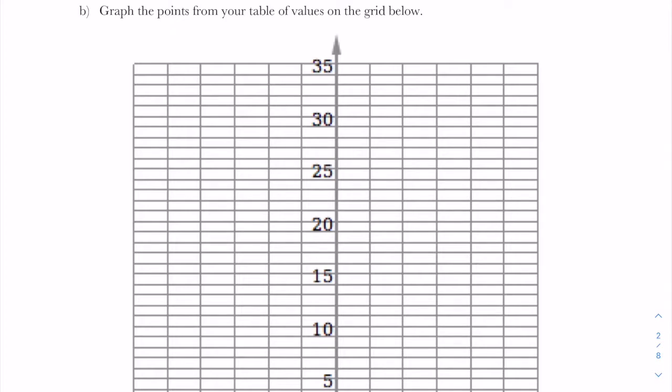So now we're going to graph the points from the table of values. This would be a good time to pause the video, plot the points, the x's and the y's as coordinates, and then connect them with a curve of best fit. After you've plotted your points, click play to resume the lesson.